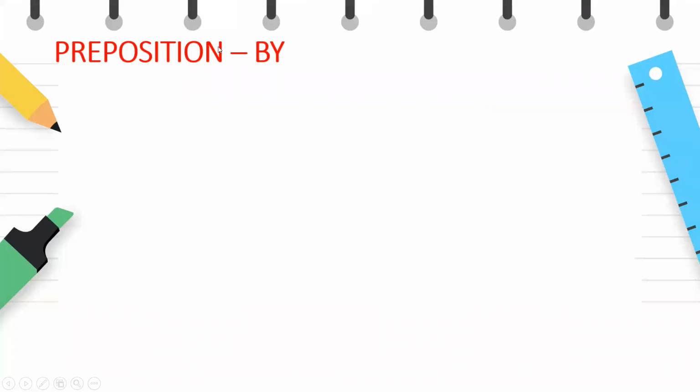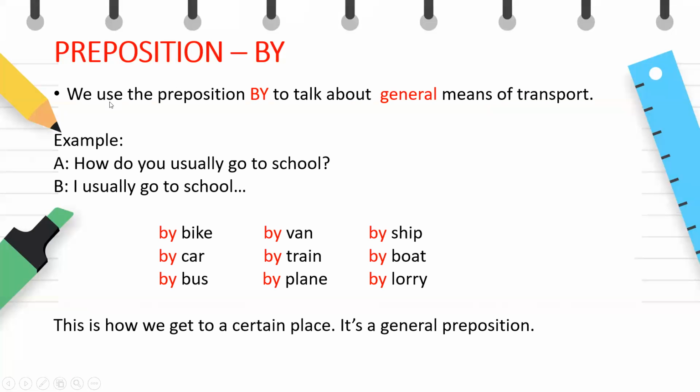Let's start with the preposition by. We use the preposition by to talk about general means of transport. For example, how do you usually go to school? I usually go to school by bike. Or we can say by car, by bus, by van, by train, by plane, by ship, by boat, by lorry. So this is how we get to a certain place. So it's a general preposition.